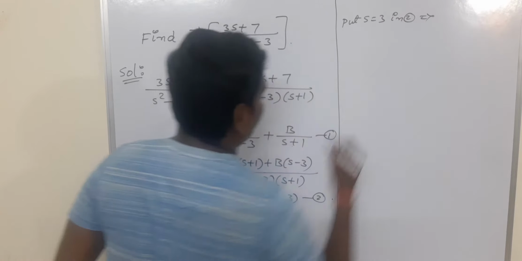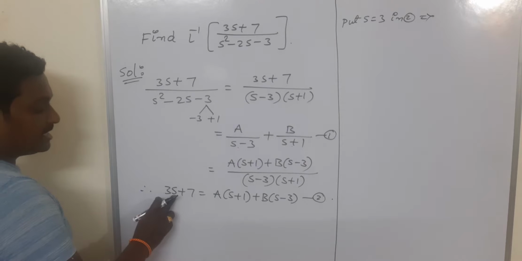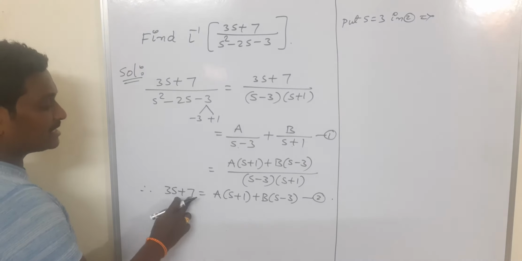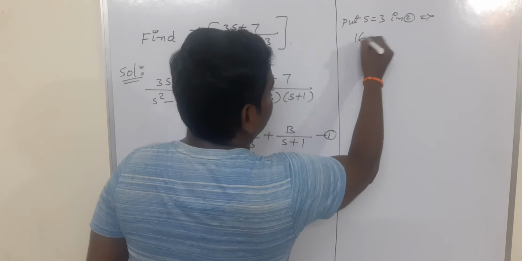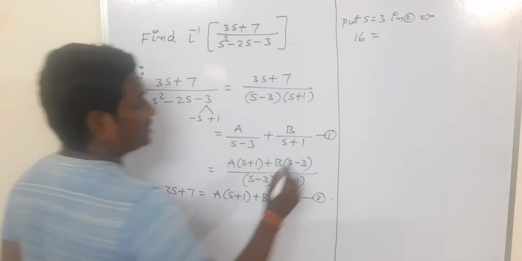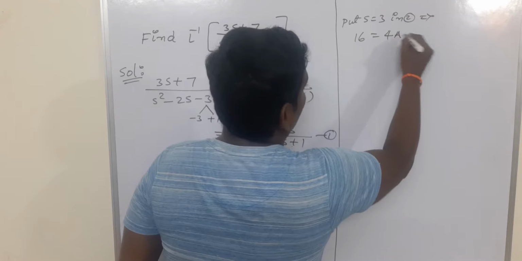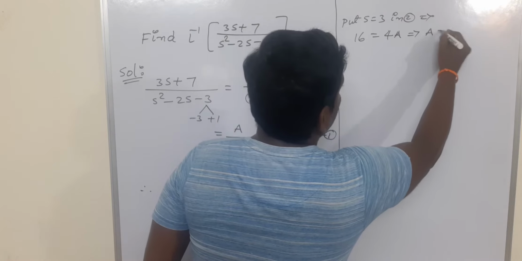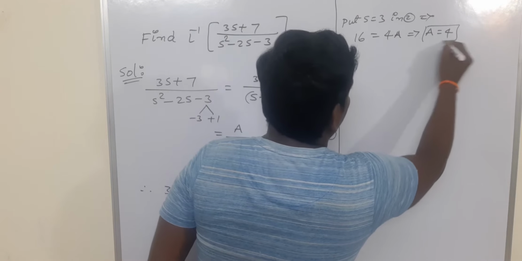You will get a value. So 3 3s are 9, 9 plus 7 is 16, is equal to a of (3 plus 1). That's why it is 4a. So you will get a is equal to 4.